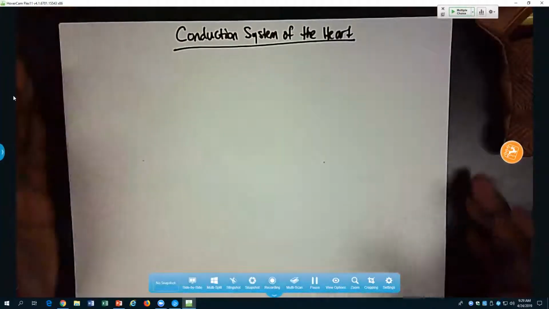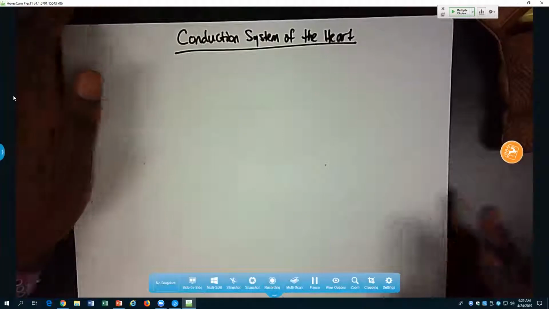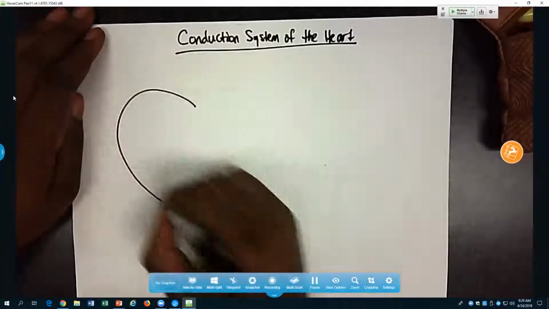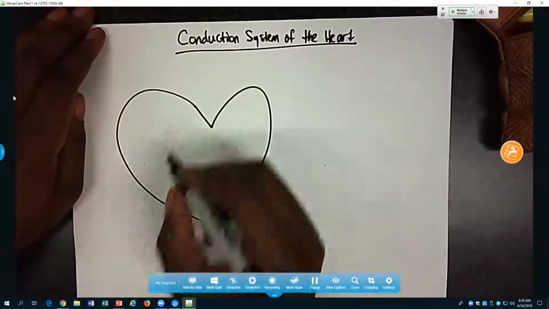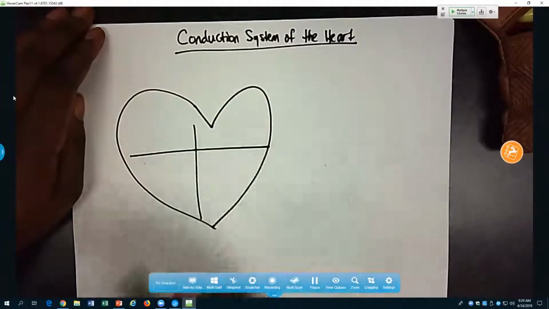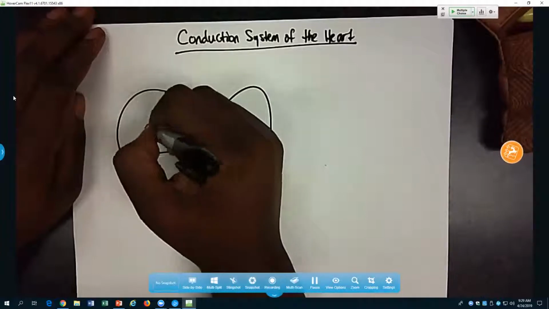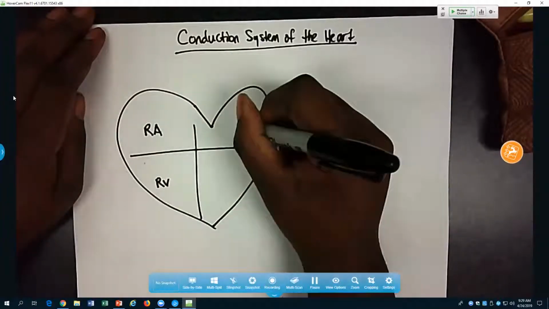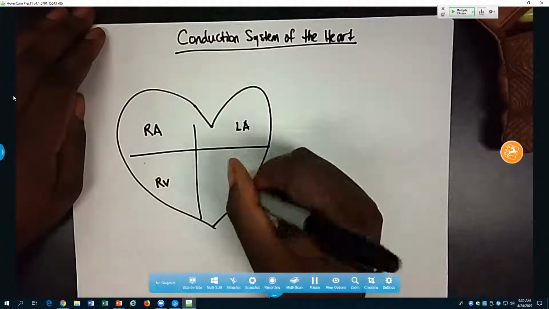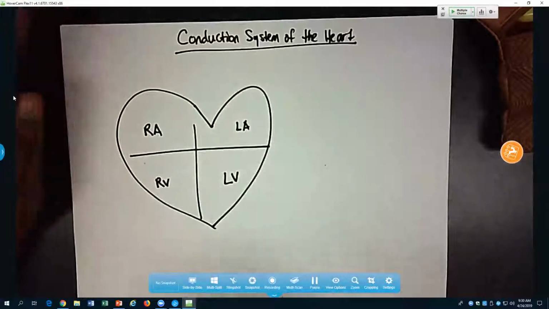Okay, so when we speak about the conduction system of the heart, we're really talking about how the electrical activity is transmitted throughout the heart. Now, as we know from prior knowledge, the heart has 4 chambers: right atrium, right ventricle, left atrium, and a left ventricle.